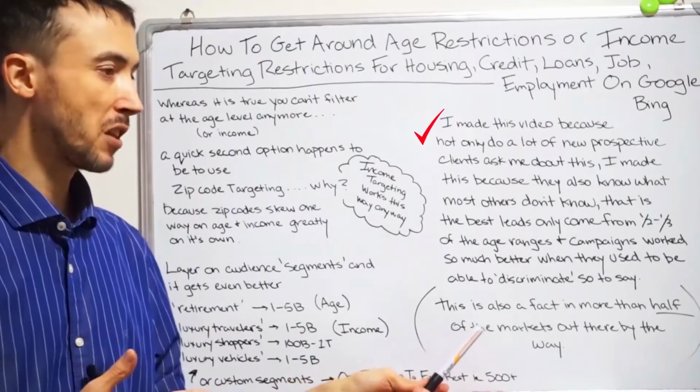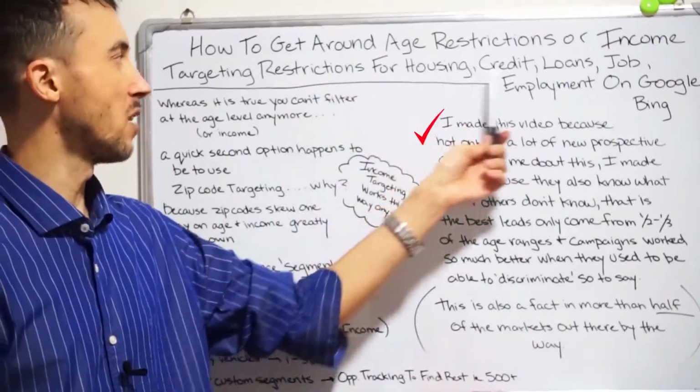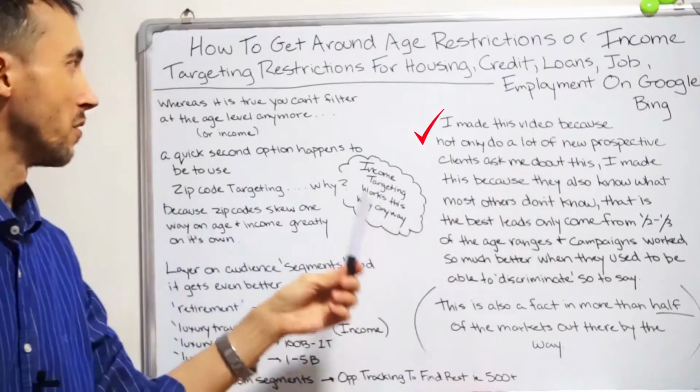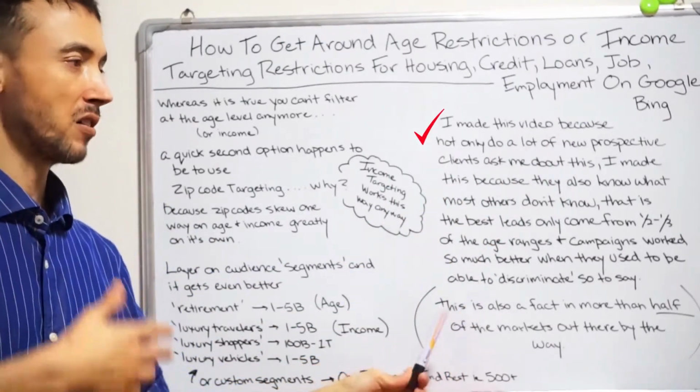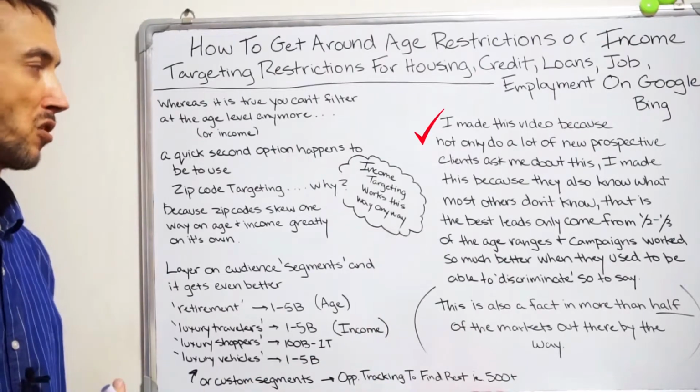So even if you're not in one of these spaces, housing, credit, loans, job, employment, and so forth, where these income demographic and age demographic restrictions come into play.